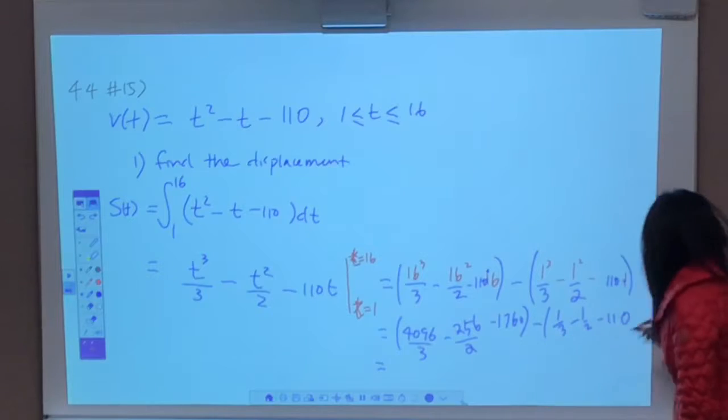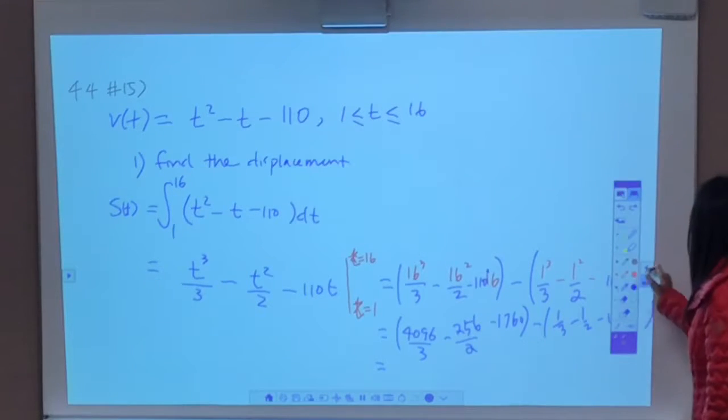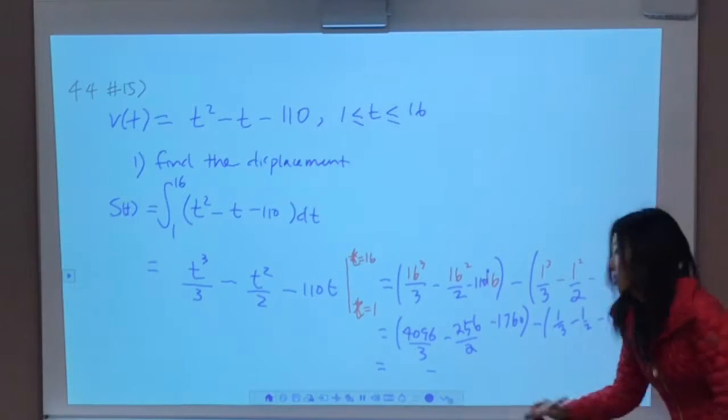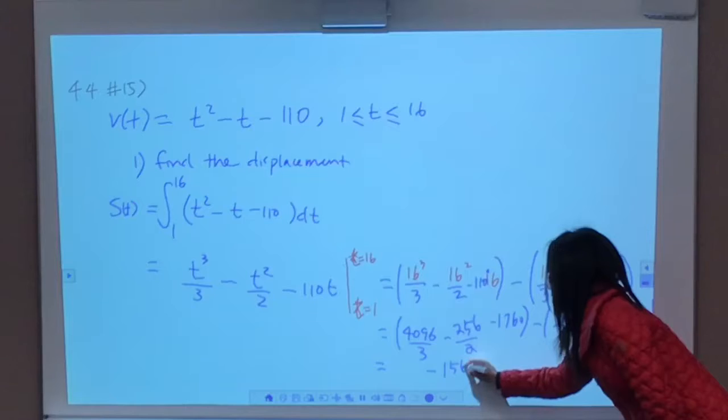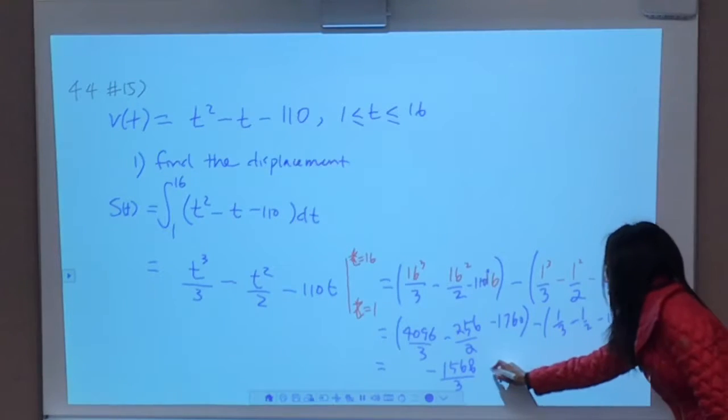Negative 522.86. Okay, so that's decimal. What's that fraction-wise? Negative 1568 over 3. And this is your minus what, you said?